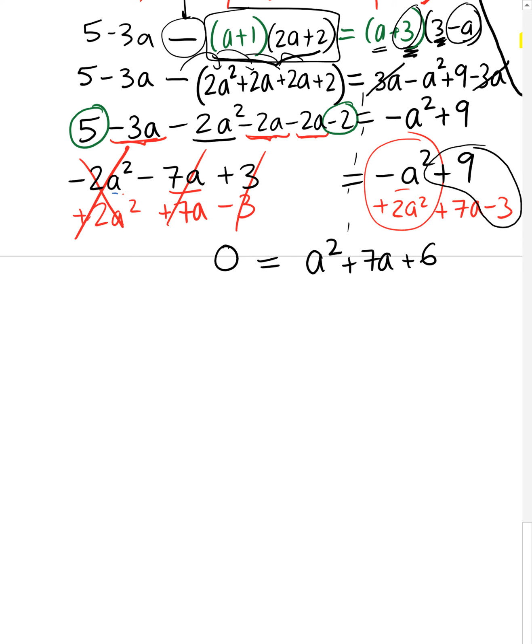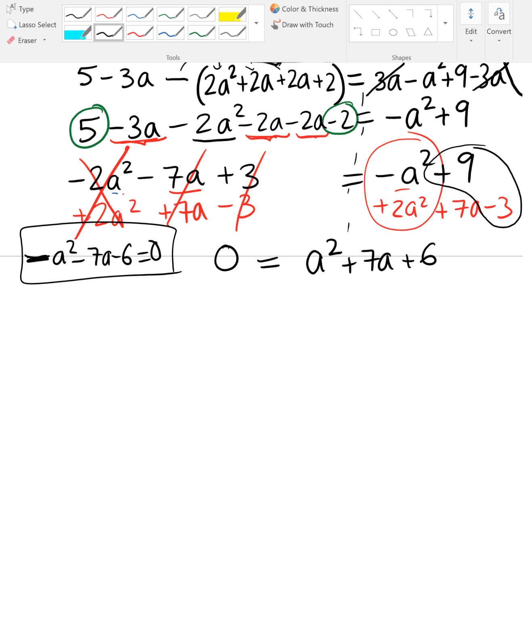Phew, and if at this point, let's say you mistakenly moved everything to the left side. I think if you had moved everything to the left side, you'd be left with negative a squared minus 7a minus 6. And you might have said, oh shoot, I moved everything over, but now the leading term is negative, and I remember that's bad. You can just kind of start over and move everything to the other side.